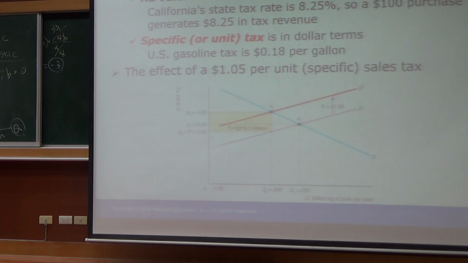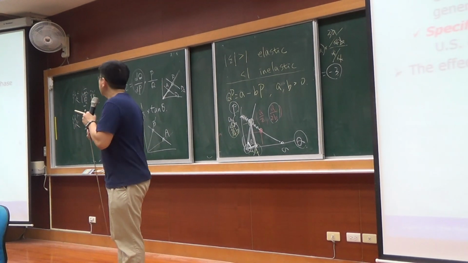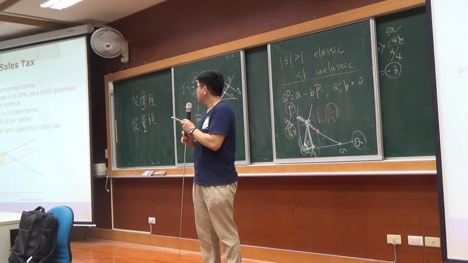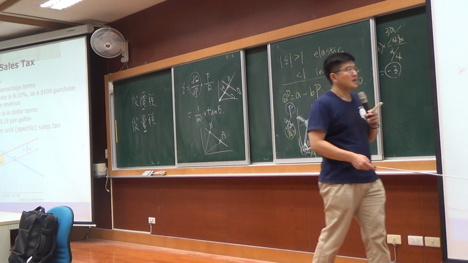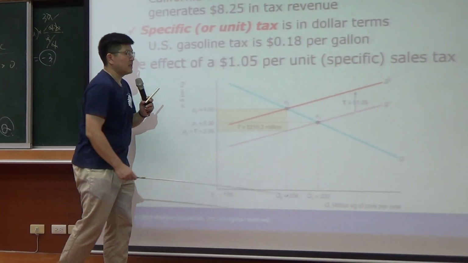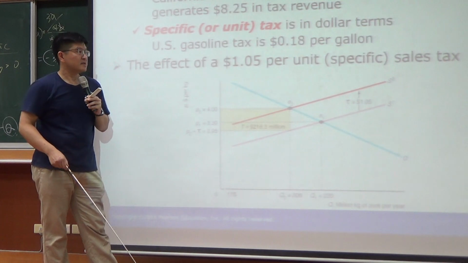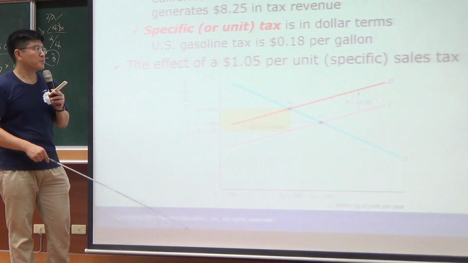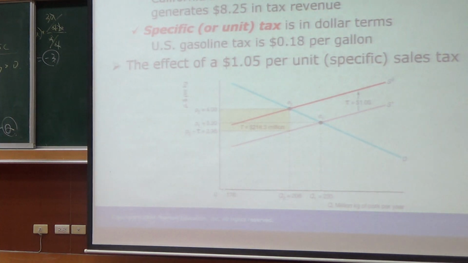So for simplicity, in most cases, we apply the specific tax. But actually, the ad valorem tax is not very difficult. All right, S1. And now there is a tax levied on the seller. So it's 1.05 per unit on the seller.